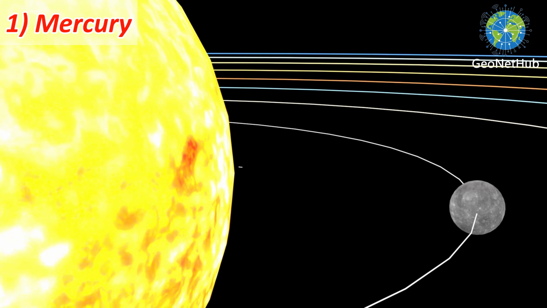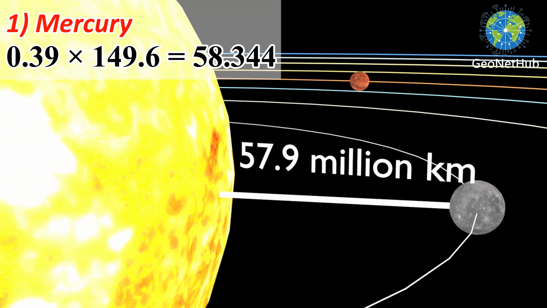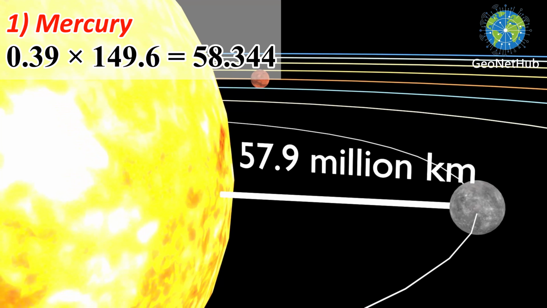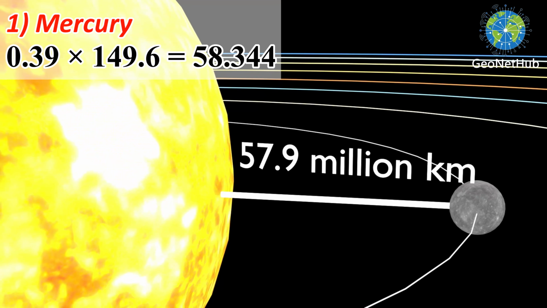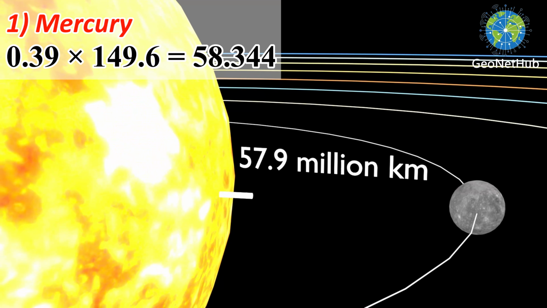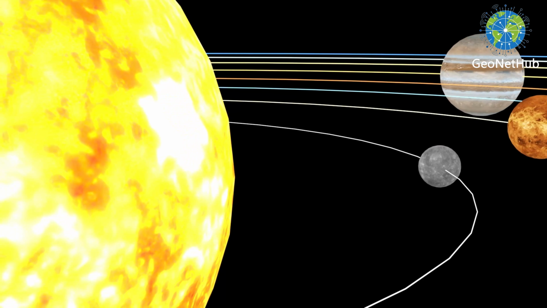Mercury. Mercury is the closest planet to the Sun. It orbits at 0.39 astronomical units. This means Mercury is less than half of Earth's distance from the Sun. At this distance, temperatures are extremely high. Only heavy rocky material could survive during planet formation.